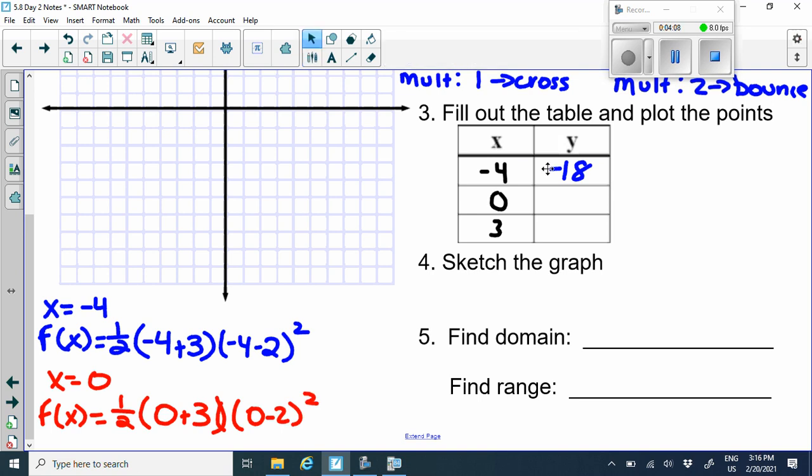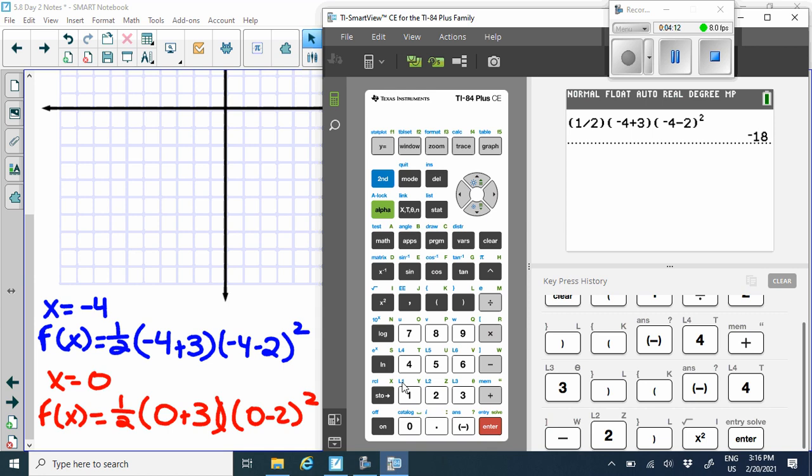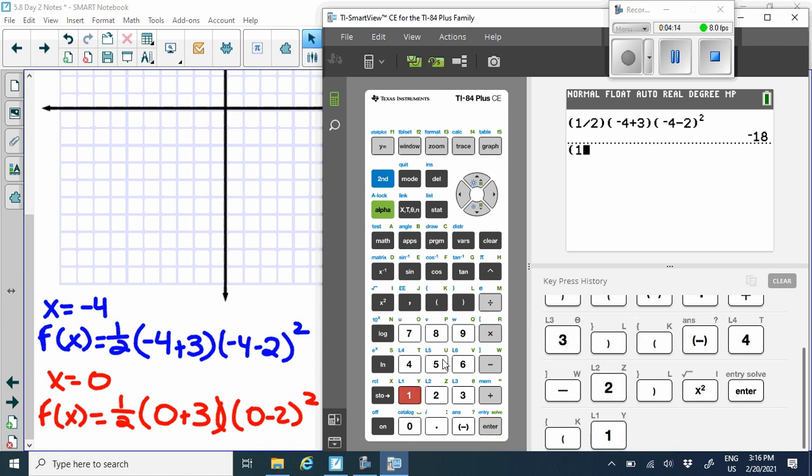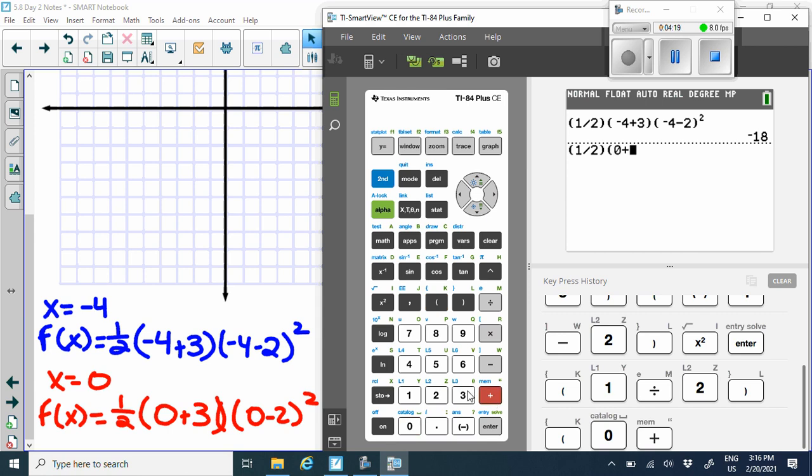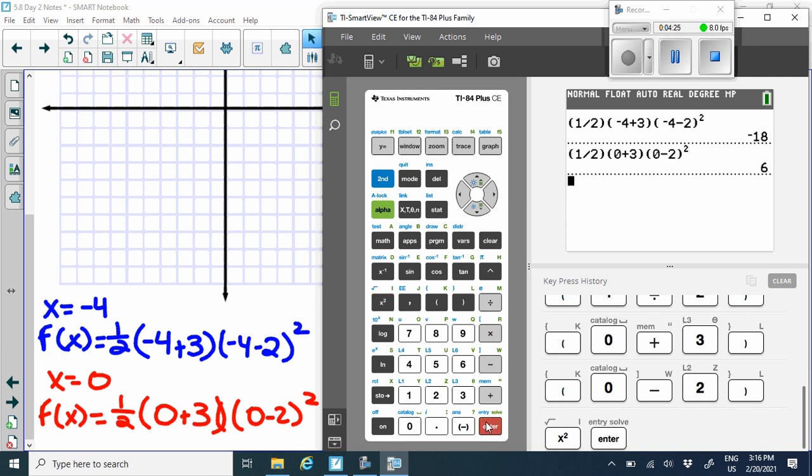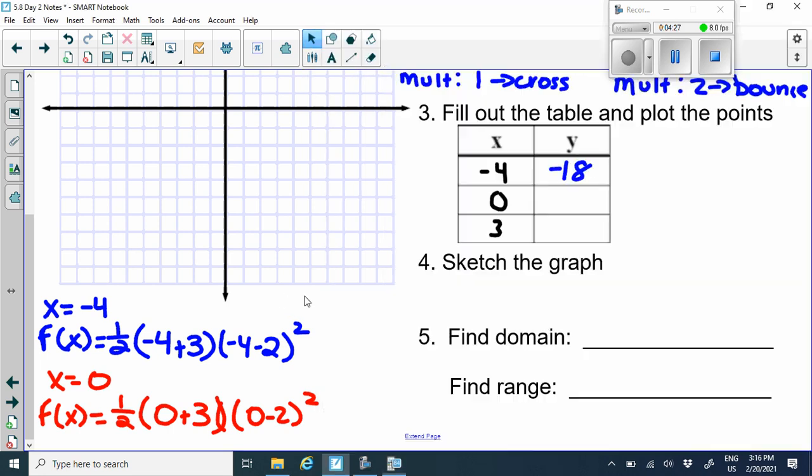Once again, let's go ahead and just plug this into our calculator to make it easier for us. So once again, the 1/2 is going to be in parentheses. Then parentheses, 0 plus 3 into parentheses, and then 0 minus 2, and then we square it. That gives us a +6.